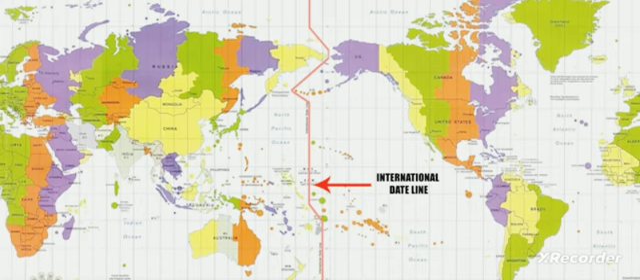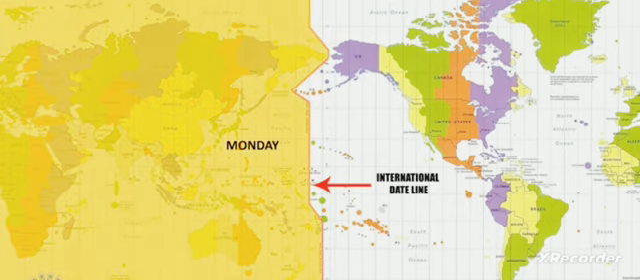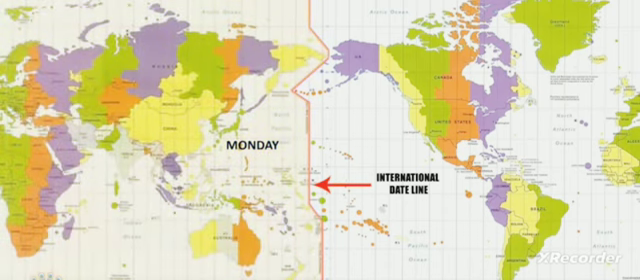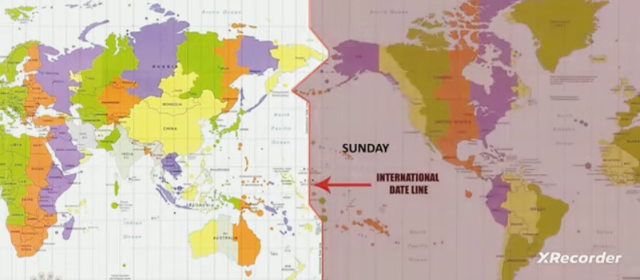To avoid such unnecessary confusion, the date line dips and bends across countries to permit them to share the same time. Immediately to the left of the International Date Line, the date is always 1 day ahead of the place that is immediately on the right of the International Date Line.